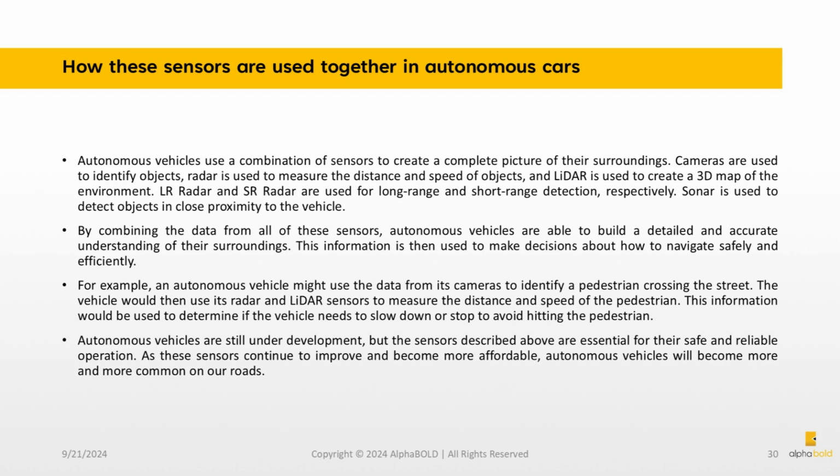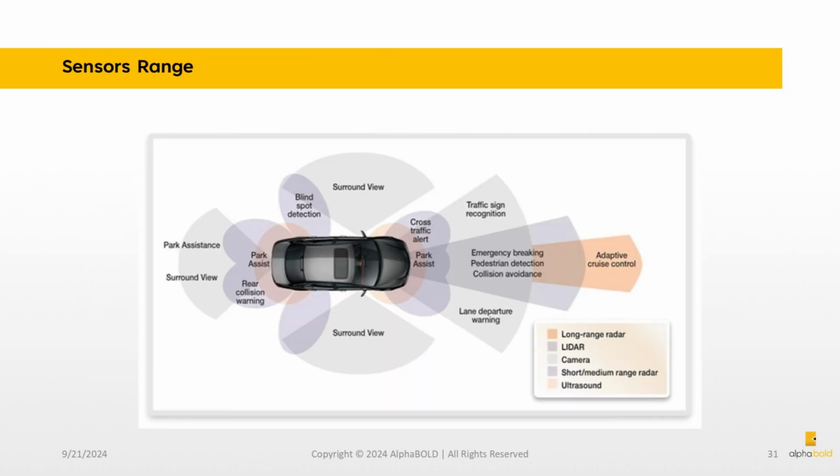pedestrian. Autonomous vehicles are still under development, but the sensors described above are essential for their safe and reliable operation. As these sensors continue to improve and become more affordable, autonomous vehicles will become more and more common on our roads. Various sensors and technologies are used in advanced driver assistance systems, ADAS.